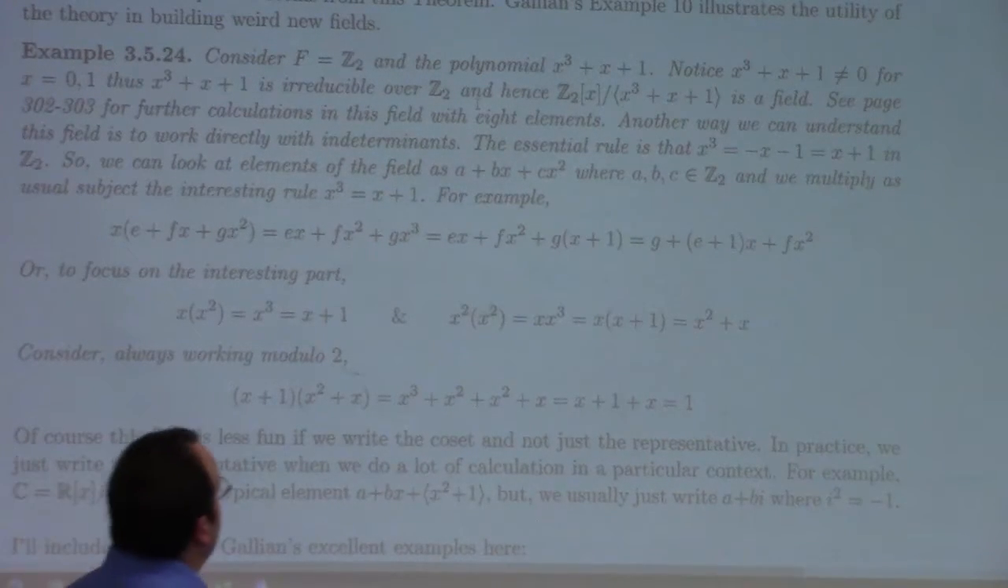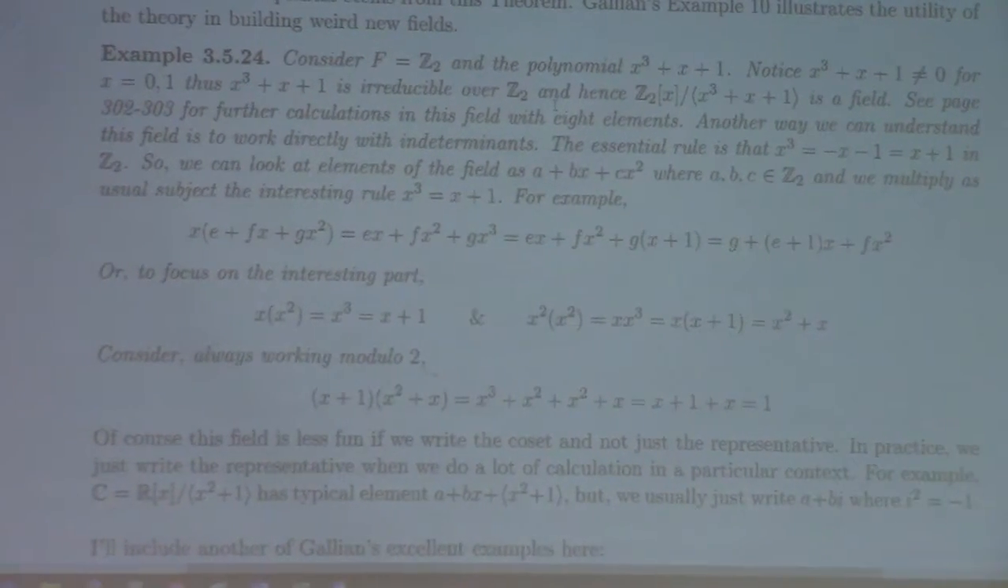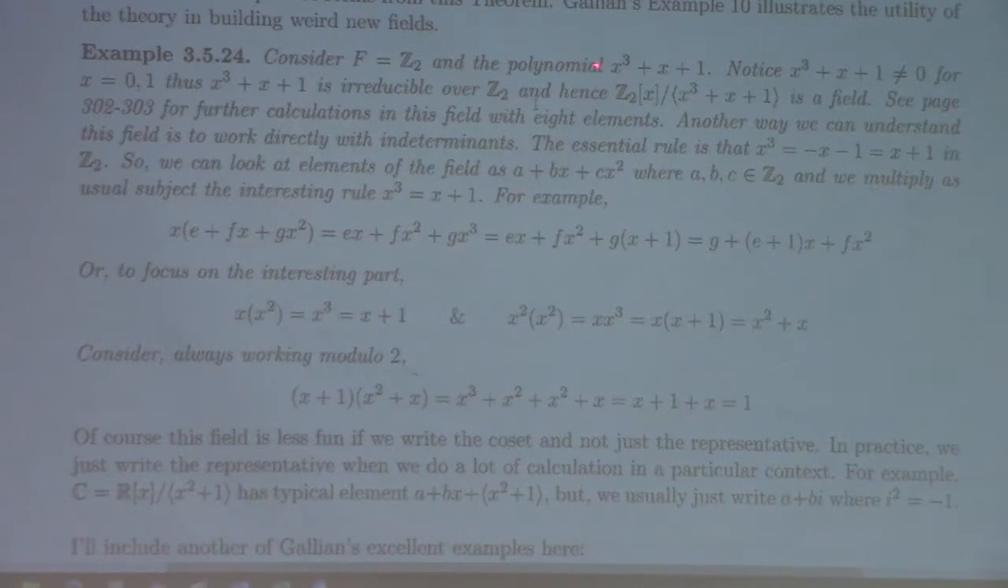Okay, there we go. An example: if we look at the finite field Z2 and the polynomial x cubed plus x plus 1, you can prove that that's irreducible because it's non-zero when you plug in 0 or 1. So the fact that it's non-zero and cubic shows it's irreducible. And so this is a field. So Z2[x] mod this cubic polynomial is a field. Gallian's got a partial table for the multiplication. It's a field with 8 elements.